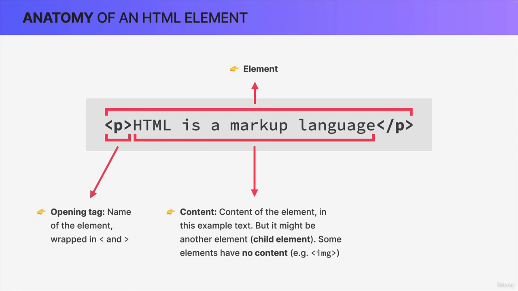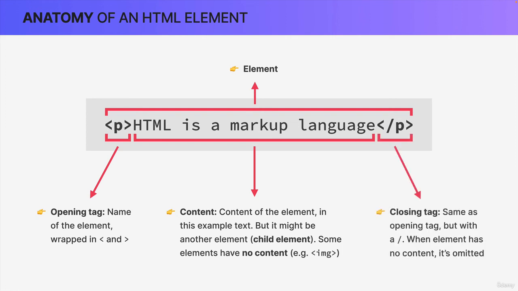Finally, after the content, we need to close the element by using the closing tag. So the closing tag is basically the same as the opening tag, but with a slash in front of the P. So we open the paragraph element simply with the P, and then we close it with /P like this. Okay, and that's really all you need to know in order to start learning HTML in practice, which is exactly what we will do in the next lecture.